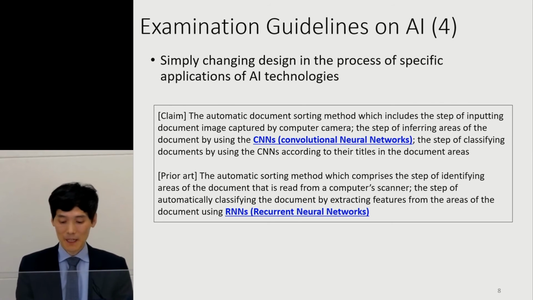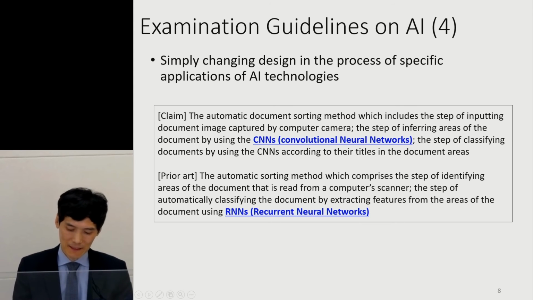The third case is about automatic document sorting. The claim and the prior art in the third case are in the same technical field, the automatic document sorting technology. The only difference is the type of neural networks. If 2 types of neural networks, CNNs or RNNs, are well known, it is a matter of a simple design change. Therefore, the claim cannot be patented. Next, please.